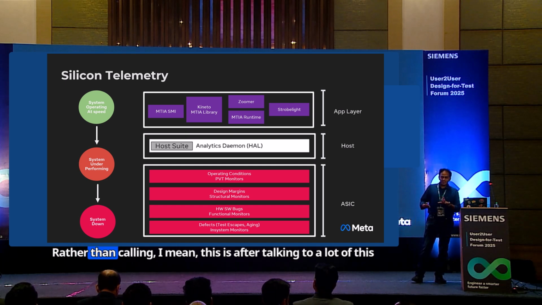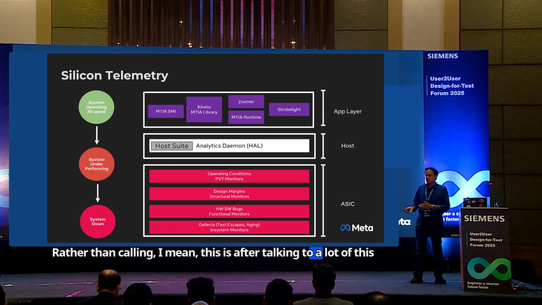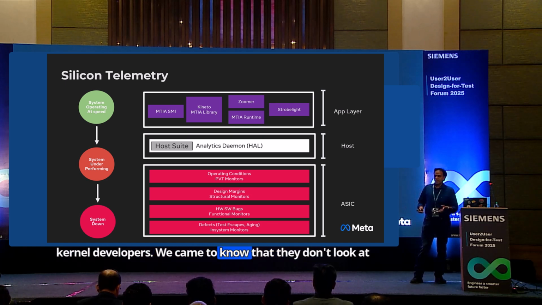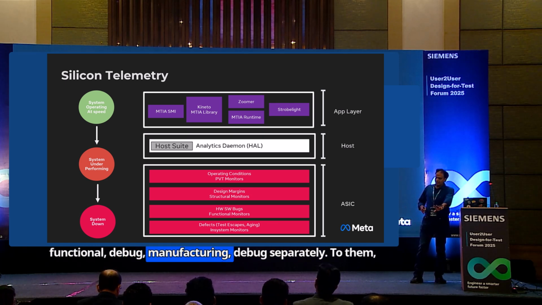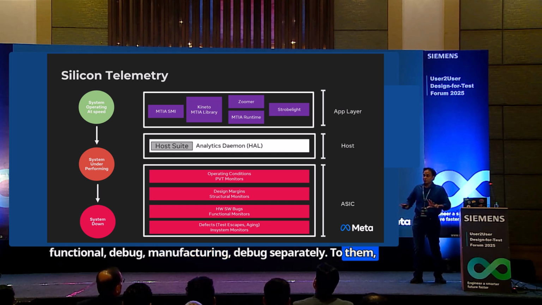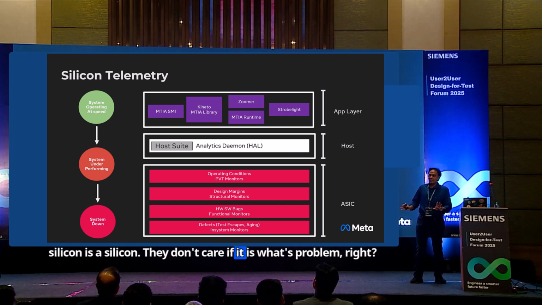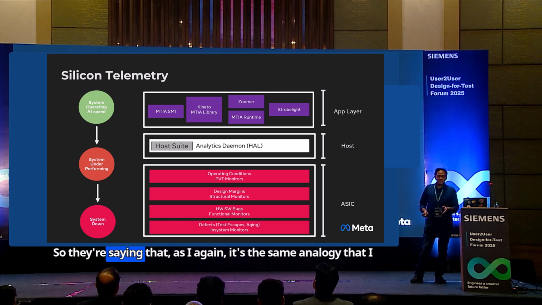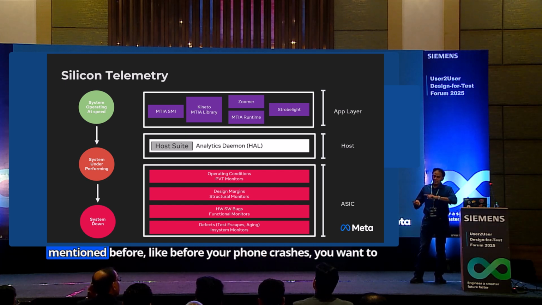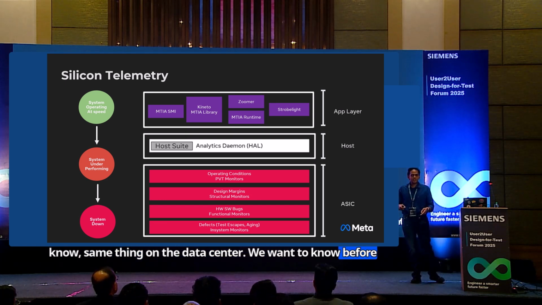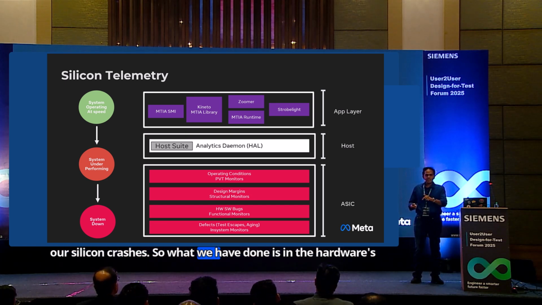After talking to a lot of these kernel developers, we came to know that they don't look at functional debug and manufacturing debug separately. To them, silicon is silicon. They don't care what the problem is, right? It's the same analogy that I mentioned before: before your phone crashes, you want to know. Same thing in the data center. We want to know before our silicon crashes.